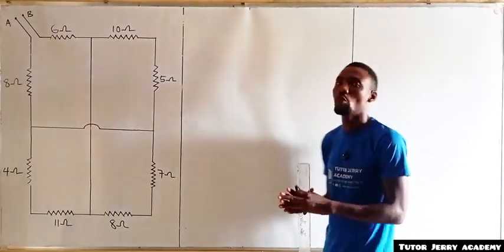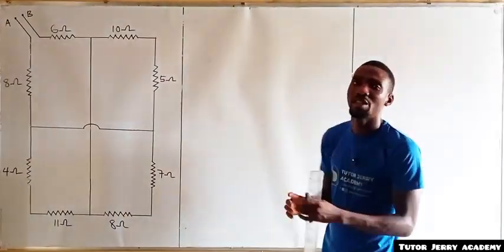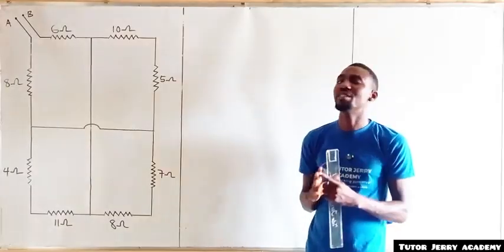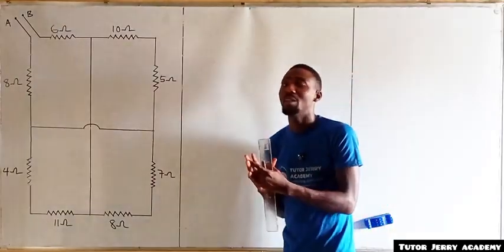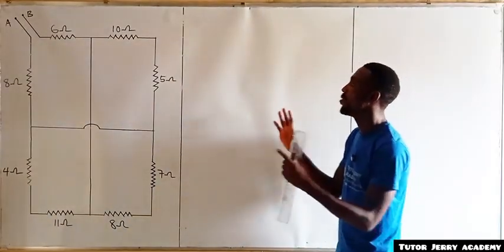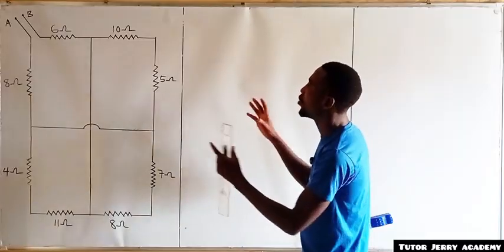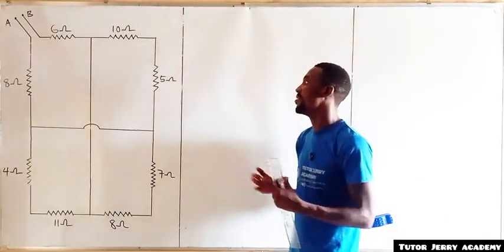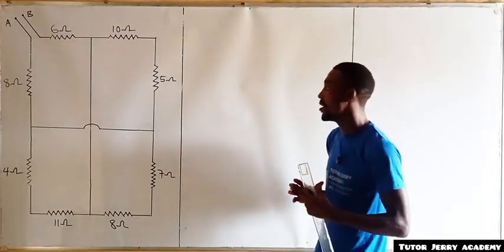We are going to be solving the question above. The question says we should find the equivalent resistance between the terminal A and B. All right. So if you look at the above circuit, how do we find the equivalent resistance? This is very simple.